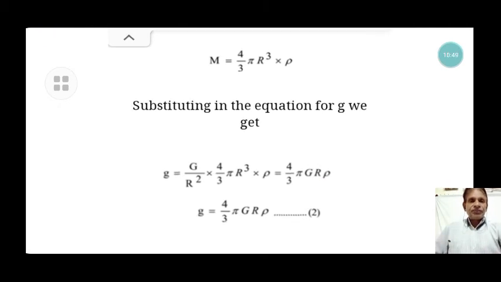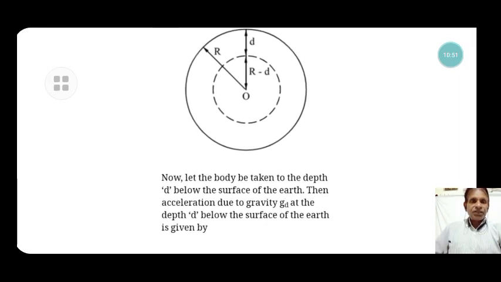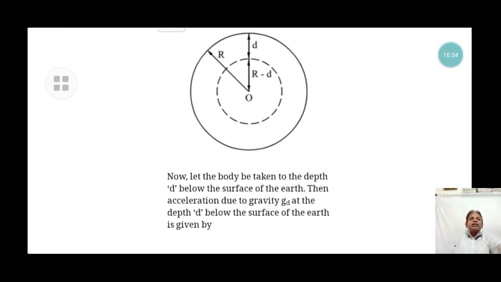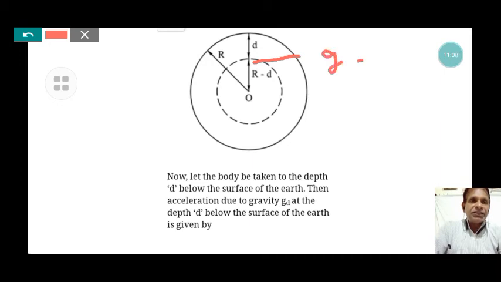In the next slide, we look at another case. Suppose this is the earth and the radius of the earth is R, and we go down into the earth to a depth of D. At this position we would like to find gd, the acceleration due to gravity at this point below the earth's surface at a depth of D. Let the body be taken to the depth D below the surface of the earth; then the acceleration due to gravity gd at the depth D is given as follows.